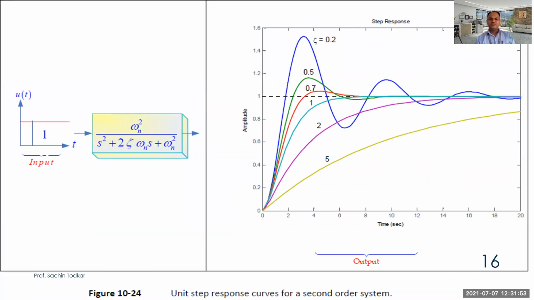This is a unit step response curve for a second order system. You will see how eta changes the response of the system. If eta is 0.2, you will see there is maximum overshoot. If it is 0.5, it is less. At 0.7, it is very less. At 1, it is very stable. If it is over damped, for example by 2 or 5, you will get a different kind of curve. So the damping factor will help you decide the steady state response of the system.